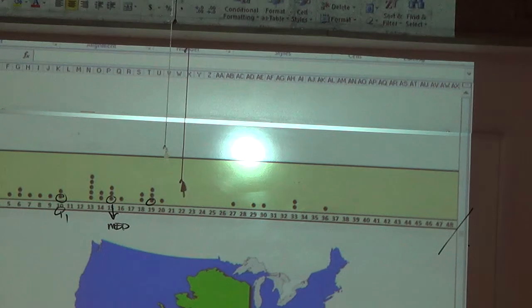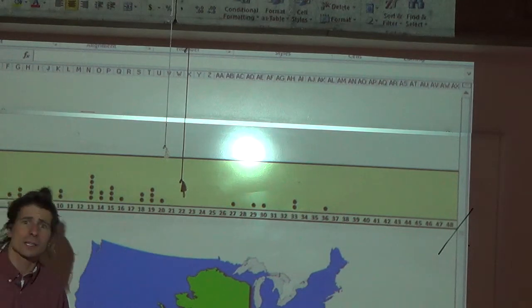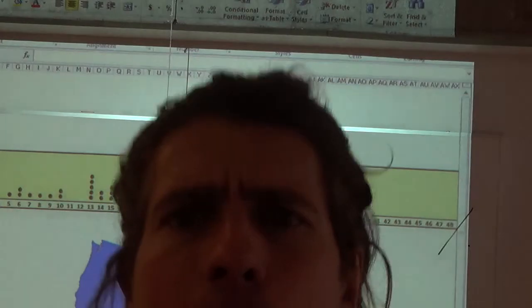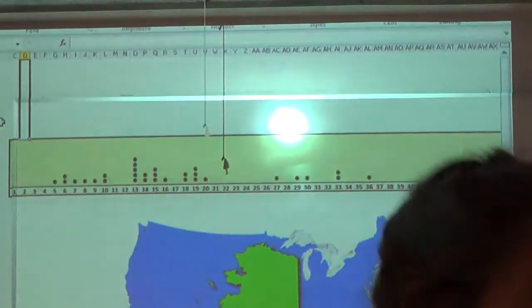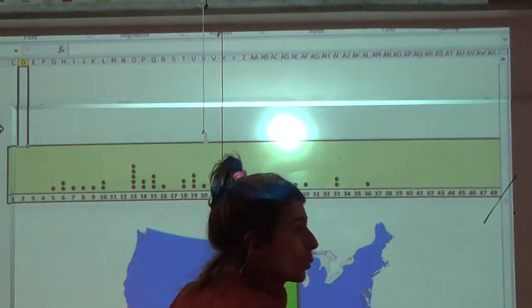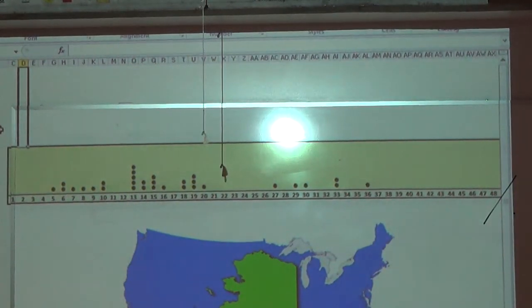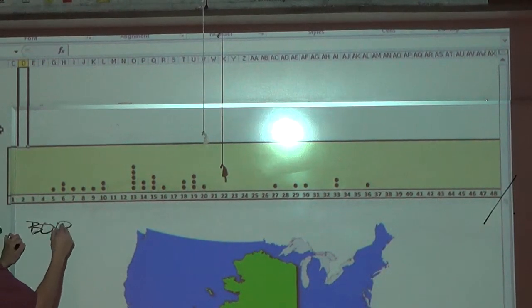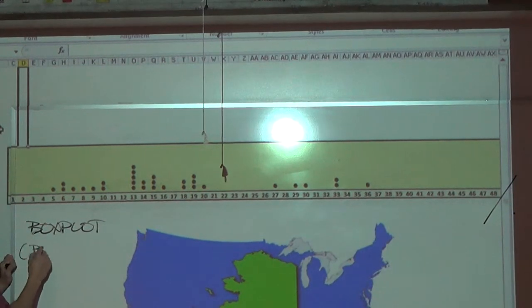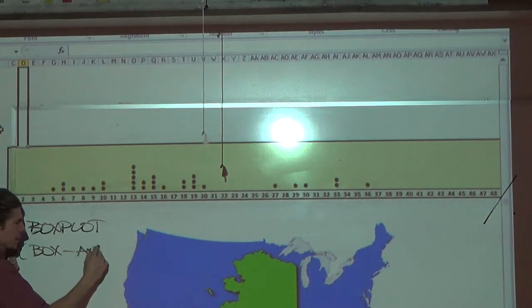Now, this is fine and dandy, but the problem is that it gets hard to look at after a while. I mean, circling data points is kind of a pain. So what people have come up with is a graphic that goes very nicely with dot plots, but it also goes very nicely on its own, called a box plot or a box and whisker diagram. I don't know which one your book uses.